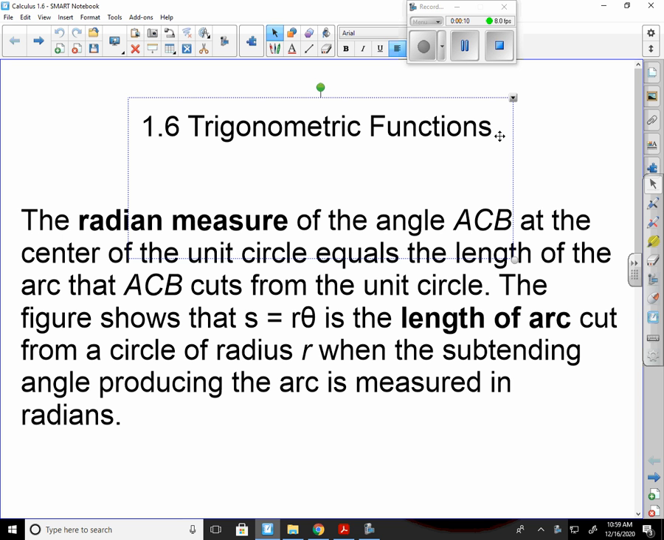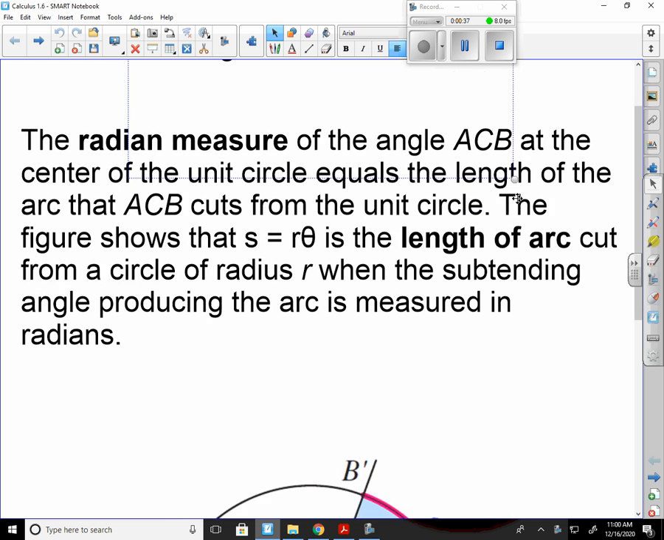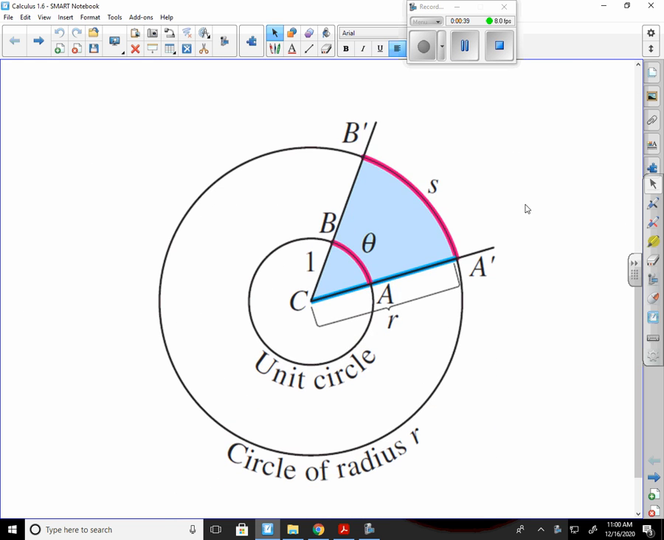The radian measure of the angle ACB at the center of the unit circle equals the length of the arc that ACB cuts from the unit circle. The figure shows that s equals r theta, which is the length of the arc cut from a circle of radius r when the subtending angle producing the arc is measured in radians. What does all of that mean? It makes more sense when we have the picture.